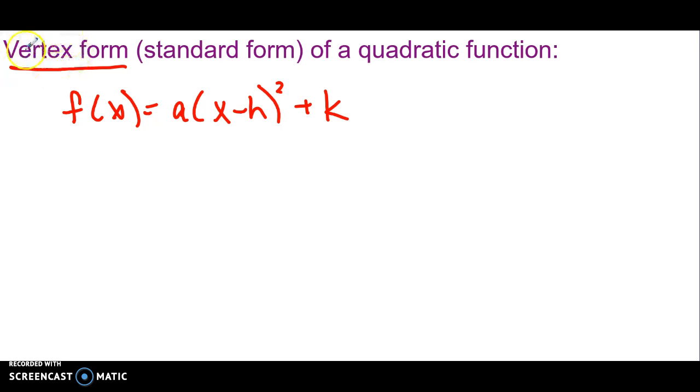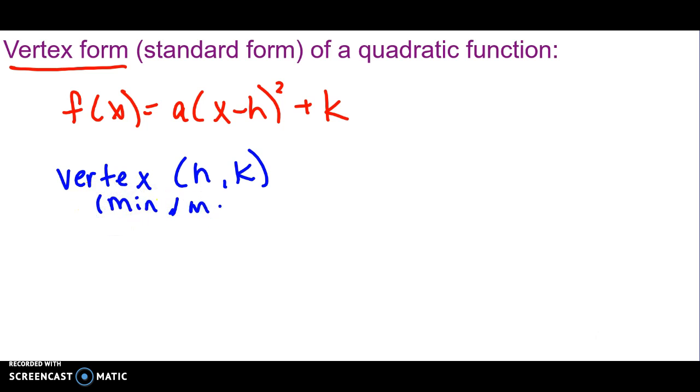Okay, now because this is called vertex form, of course, this tells us what the vertex is. The vertex would be (h, k), that ordered pair. Which is helpful for telling us if we have a min or a max, which kind of leads me to my next thing. How do we know if it's a min or a max? Depends on what this a would be.